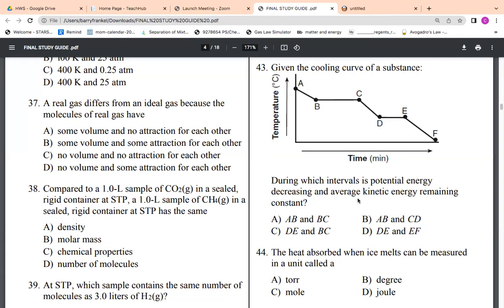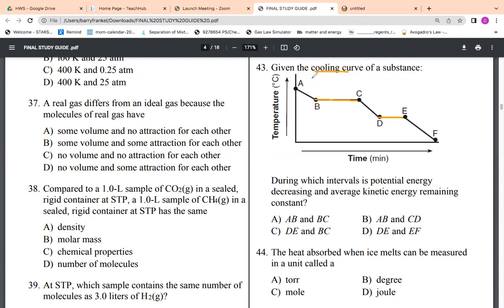So again, average kinetic energy is the temperature. So you're looking at, there's two possible answers. This right here, BC and DE, are both spots where the temperature is not doing anything. This means that the average kinetic energy is not doing anything. So these are your two options. Also during this time, potential energy is changing. In a cooling curve, the potential energy is going down.